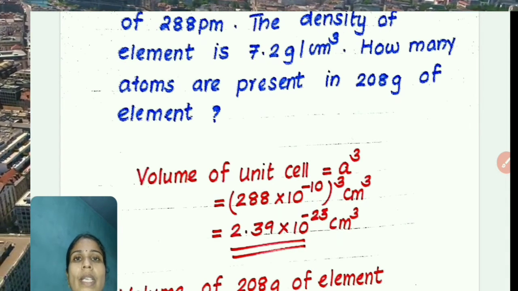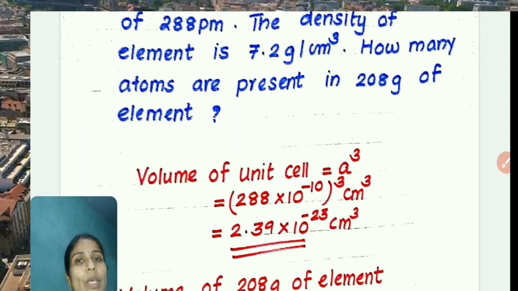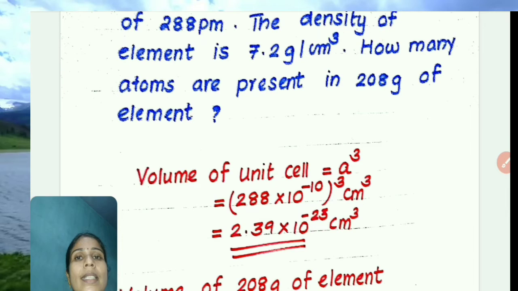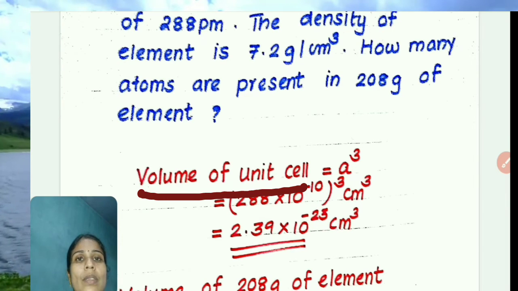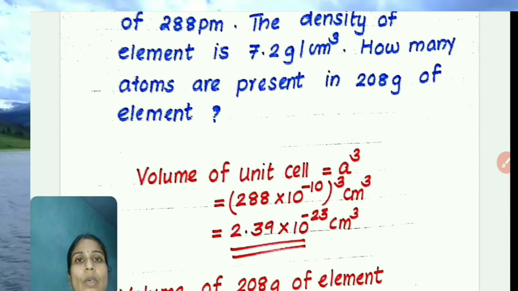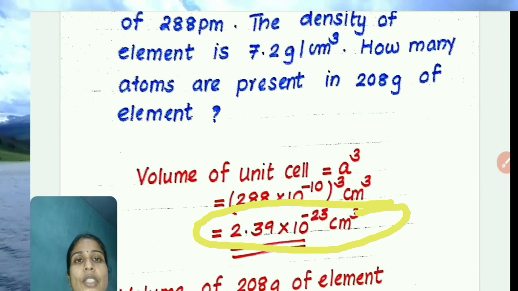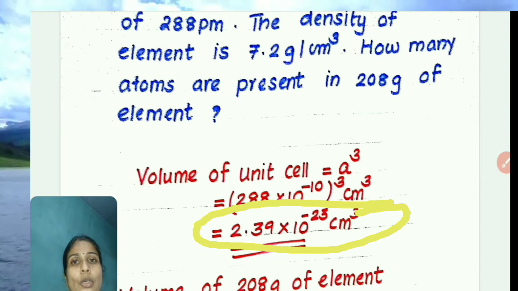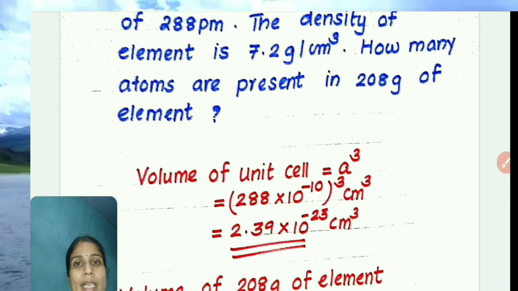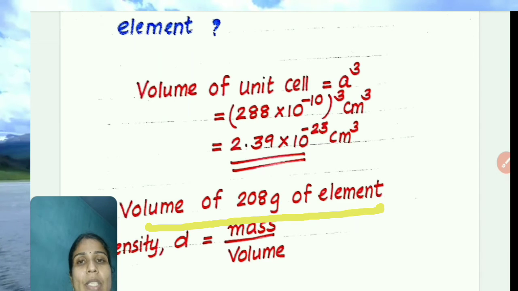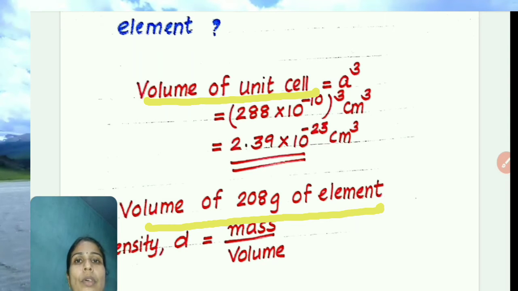For this, first we calculate the volume of the unit cell. Here the unit cell is a cube with edge length a, so the volume is equal to a cube. Volume of unit cell is a cube, which is equal to 288 into 10 raised to minus 10, the whole cube, which is 2.39 into 10 raised to minus 23 centimeter cube. That is the volume of the unit cell. Next step, we calculate the volume of 208 gram of the element.